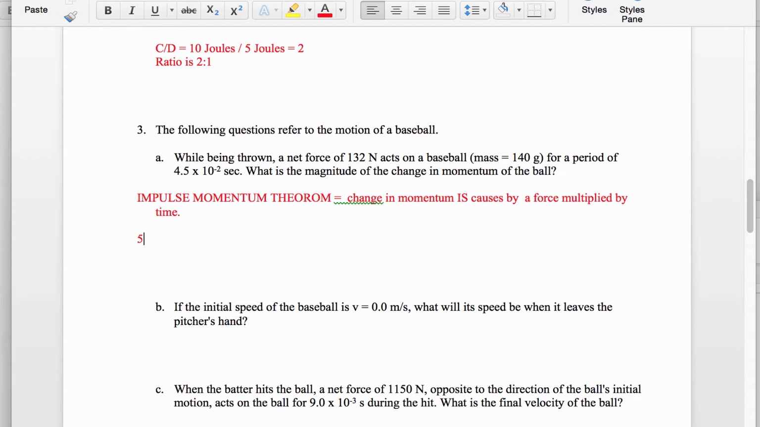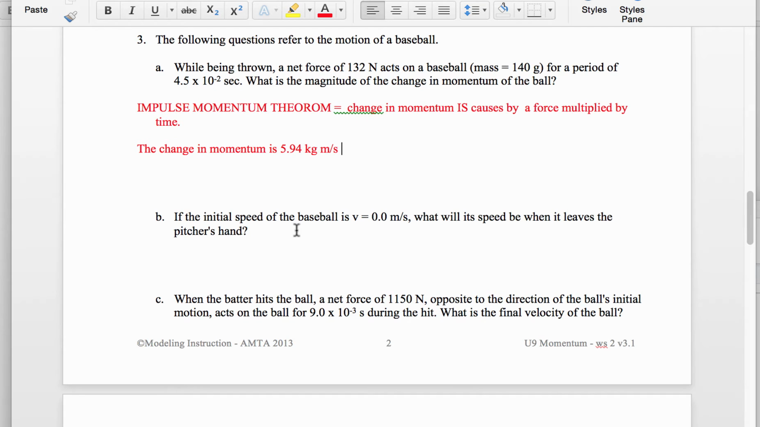So the change in momentum is 5.94. What are our units? Well, we've got two choices, and they're really the same. Kilogram meters per second is our change in momentum. Okay. Initial speed of the baseball is 0. Well, what will the speed be when it leaves the thrower's hand?